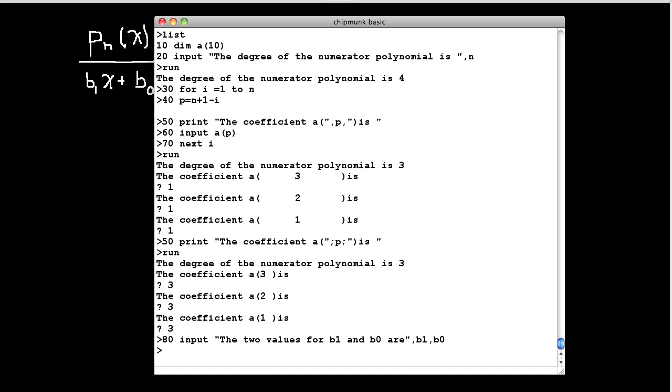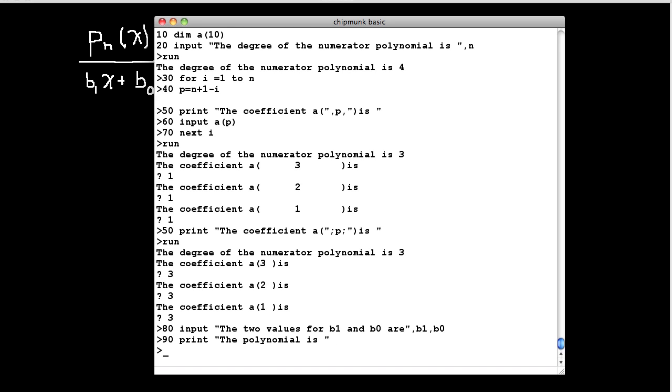Now, after I input the polynomial, I'm going to want to print it out so I see that I have input the proper polynomial. So let me try this. 90, print the polynomial is, space there. And now I'm going to want to print out all the coefficients. I haven't quite figured out how I can print them out all on a horizontal line, so if one of you figure this out, let me know. But for now, I'm going to print it out as a vertical column.